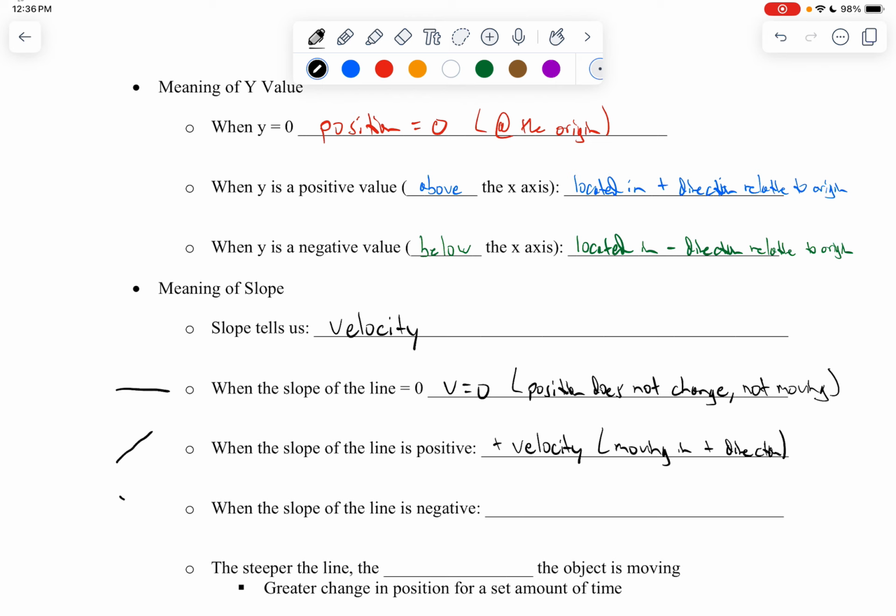And if we have then a negative velocity, right, a downward slope, that negative velocity then just means we're going to be moving towards the left. So moving in our negative direction.